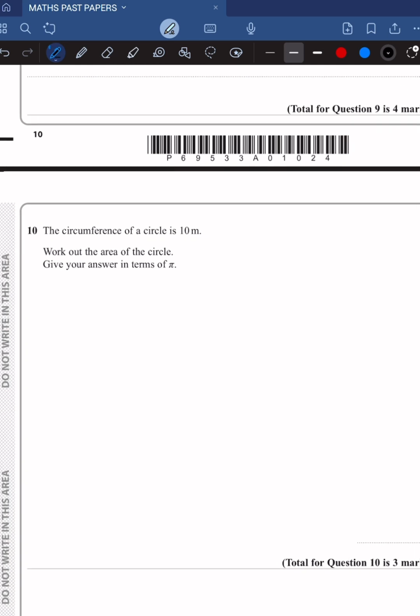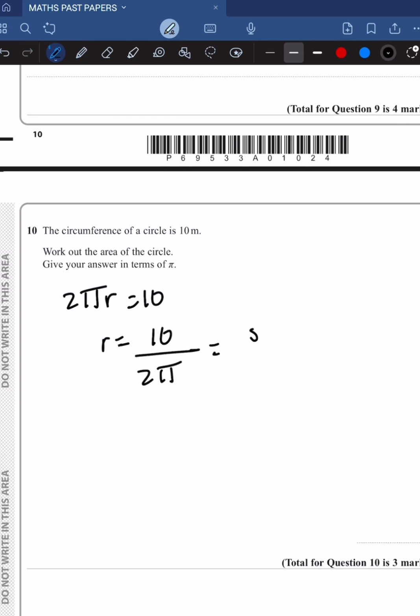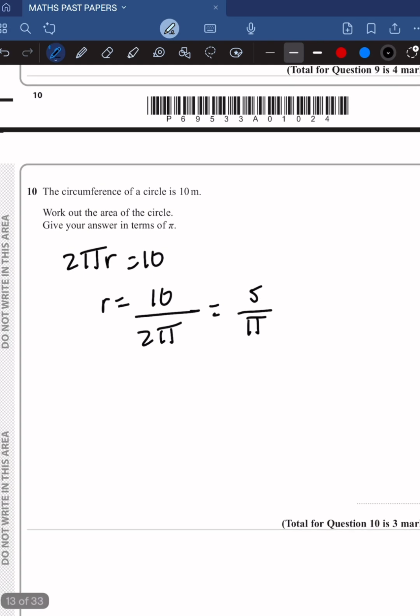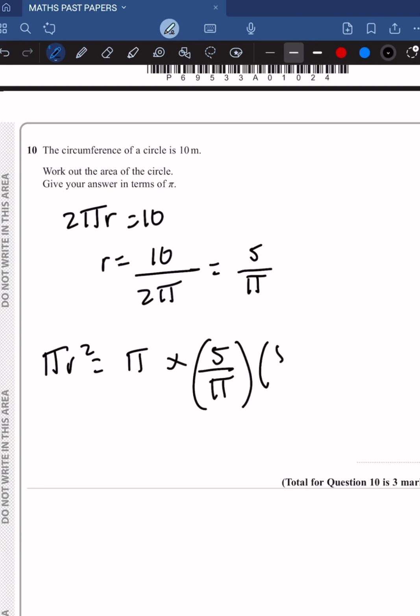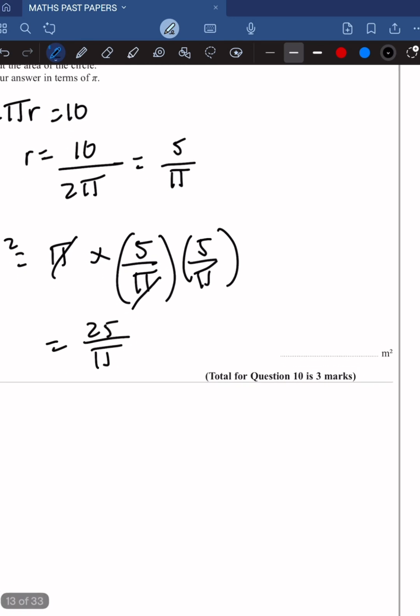The circumference of a circle is 10 meters. Work out the area. The circumference is of course 2 pi r equals 10. We want to find out r. Well, r equals 10 over 2 pi, which equals 5 over pi. To work out the area, it's going to be pi r squared. Pi r squared equals pi times 5 over pi times 5 over pi. The pi cancel out, equals 25 over pi. Simple.